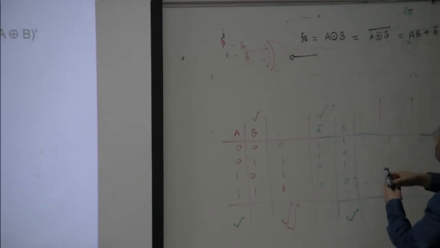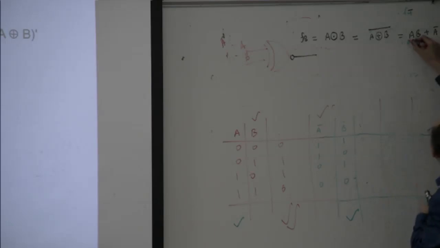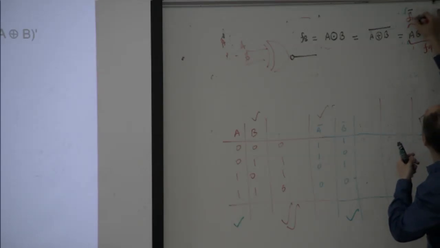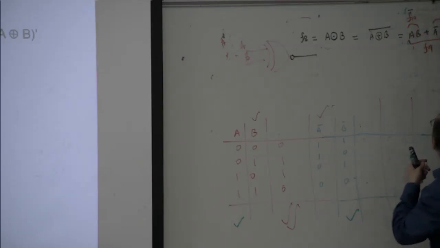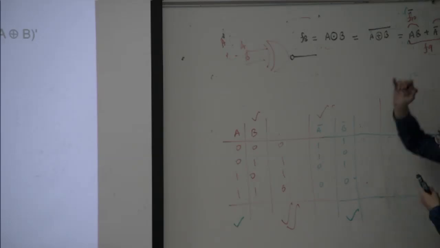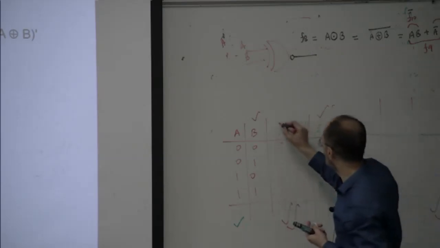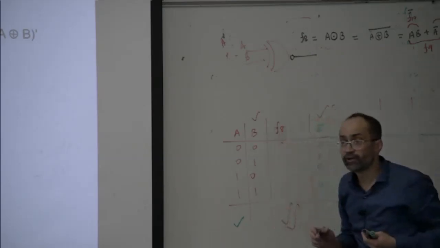So assume that this one is F8 and this one is F9. We want to compute F9. But to compute F9, we need to compute F10, which is AB, and we need to compute A bar B bar, which is F11. So let's prove it. Now we want to compute F8.